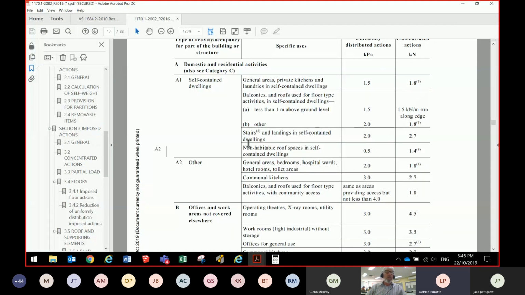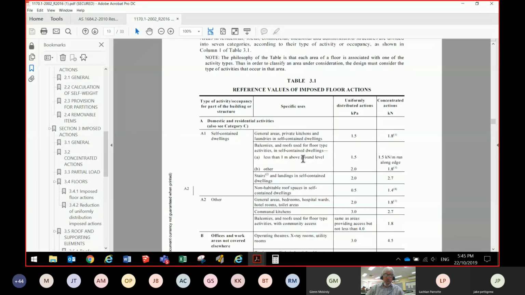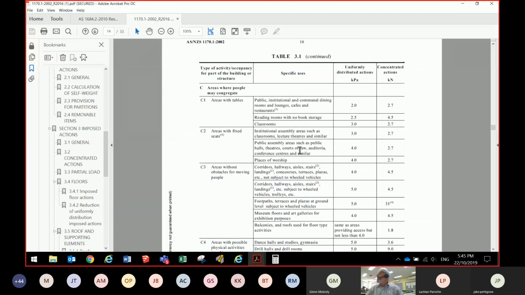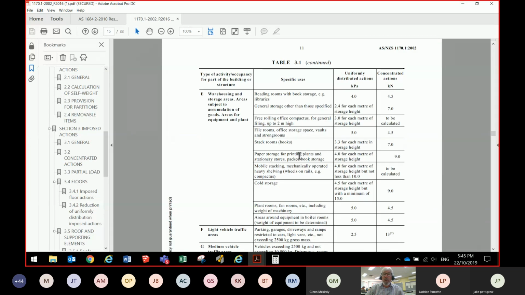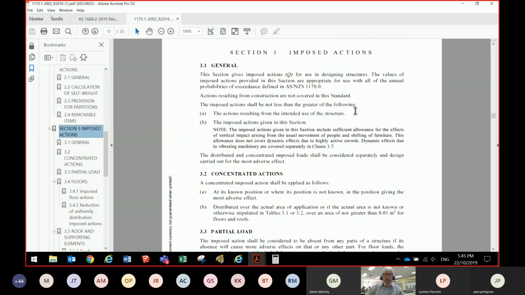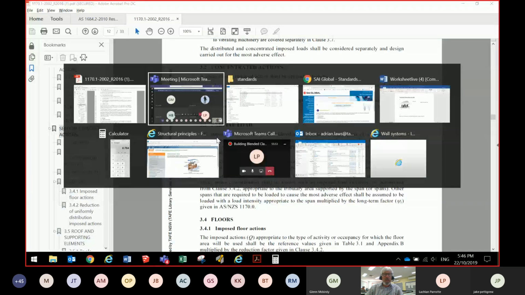Okay, so I've gone to Australian Standard 1170, and it's got loads. It's got way more than what we actually need for our exercise here. But we were working on a load chart last night and the last few nights. If somebody can find where that is, just type it into the chat box and we'll access that. Imposed actions, concentrated actions.